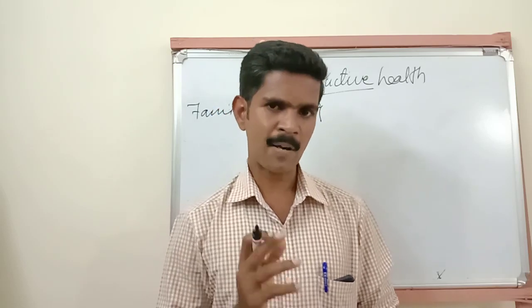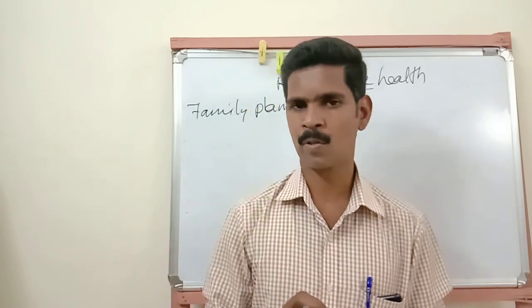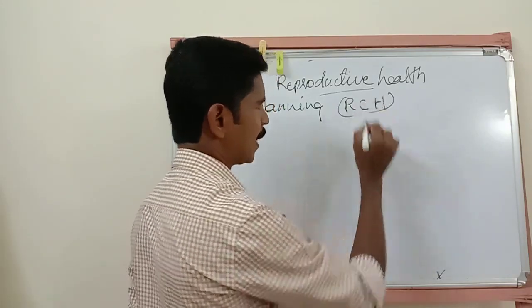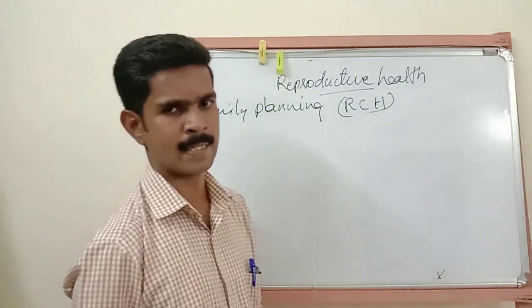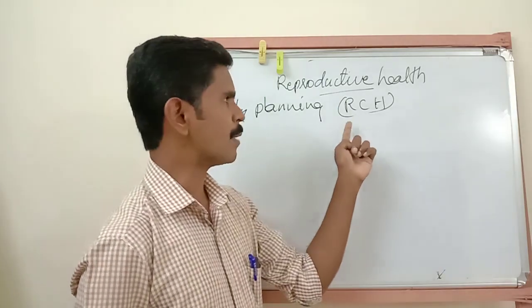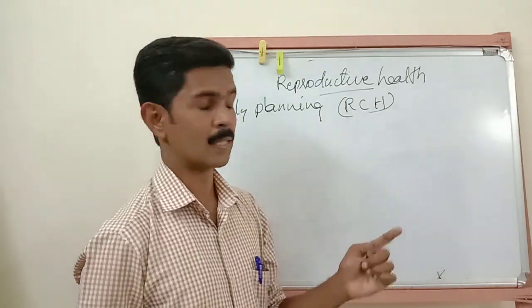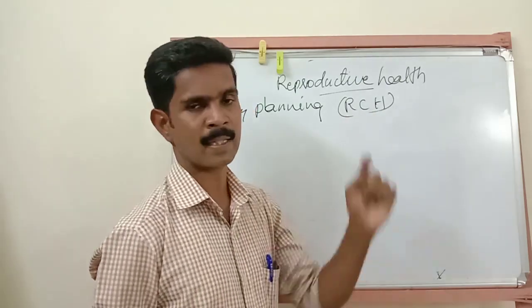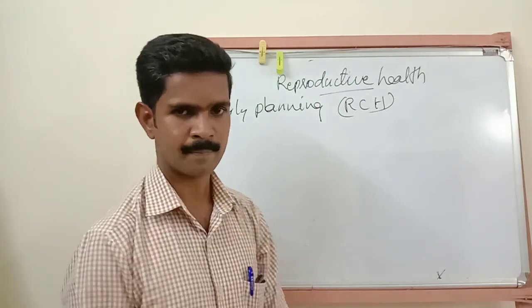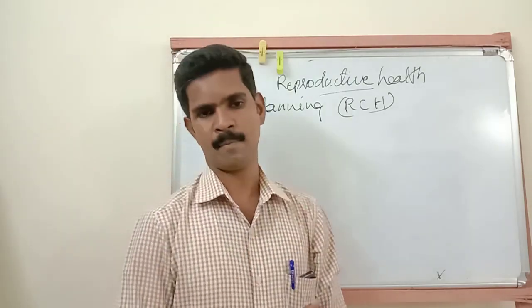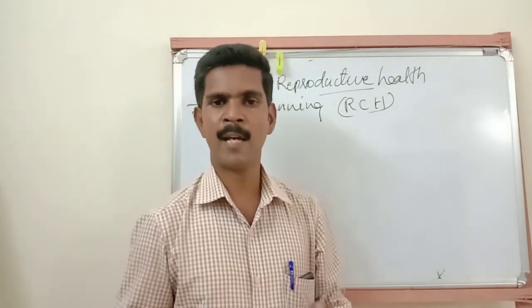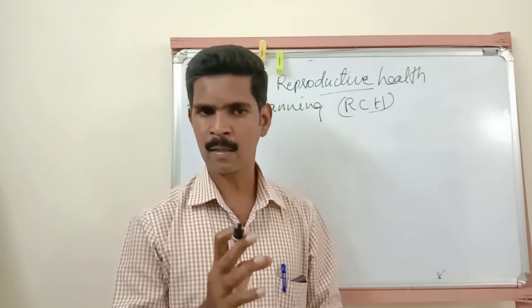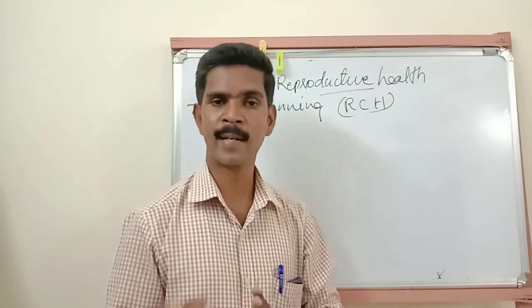Then this family planning program is also called RCH. RCH means reproductive child health care. This is the meaning of RCH. And there are many aims for this family planning. In your book, 5 aims are explained.